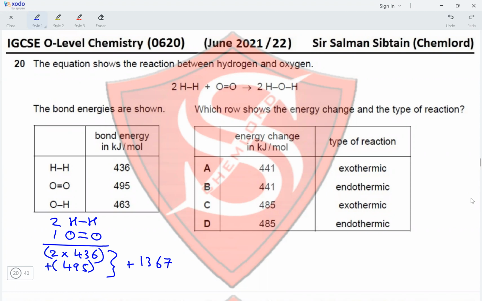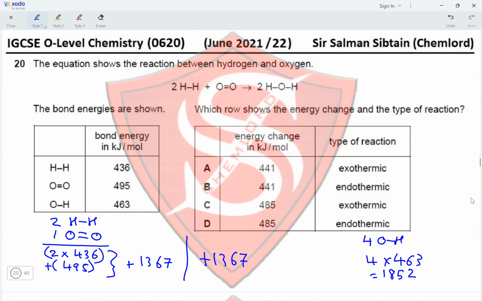And the energy released to form all the bonds: first of all, let's find out the bonds. So there are 2 moles of water. 1 mole of water has 2 OH bonds. So 2 moles of water will have 4 OH bonds. So this would be 4 times 463, which would give us a value of 1852. So bond breaking is endothermic. The value would be positive. So this would be positive 1367.